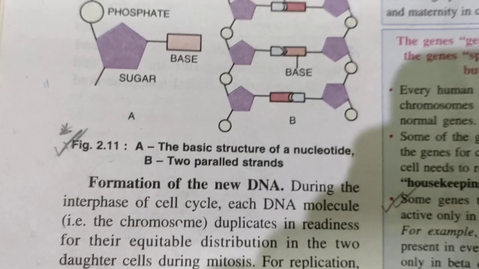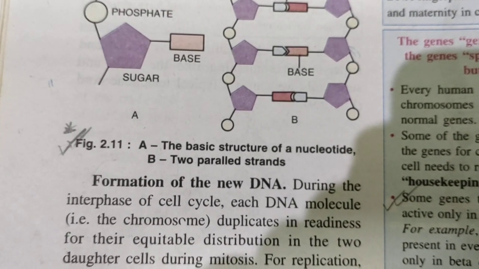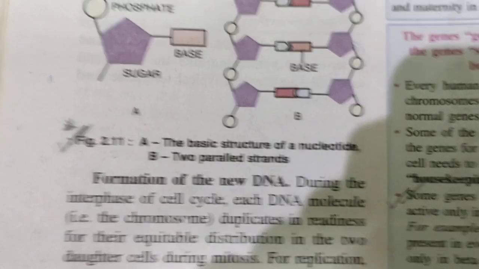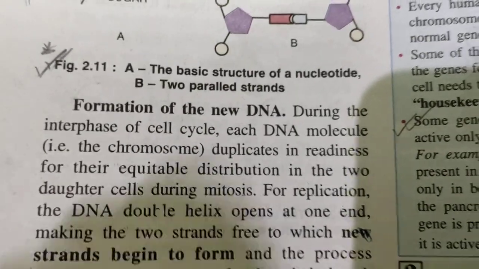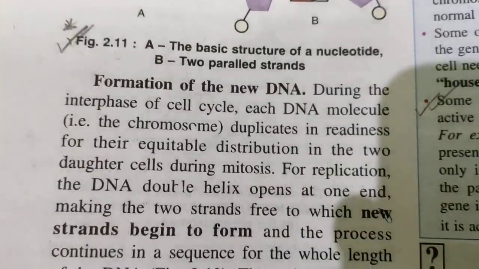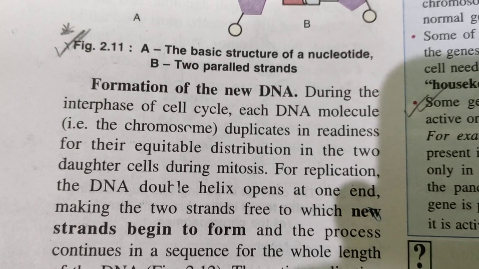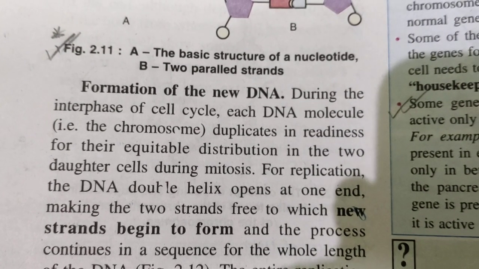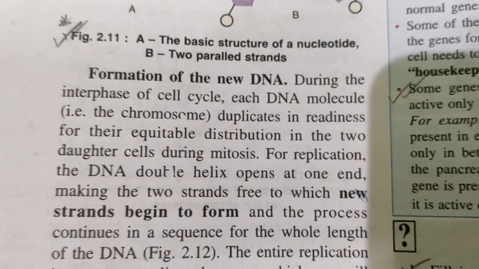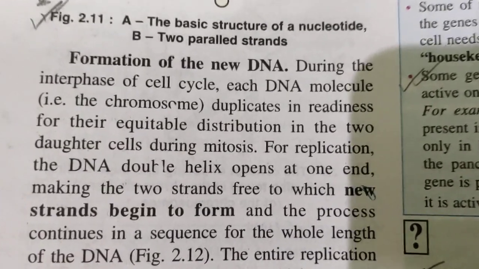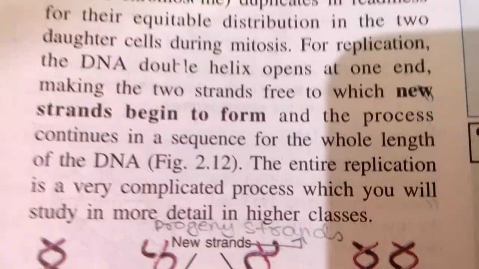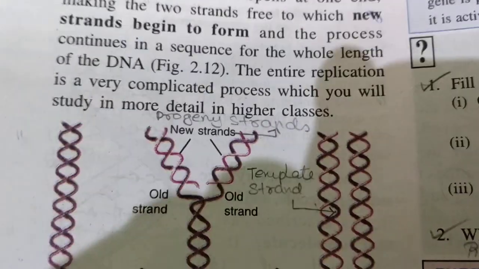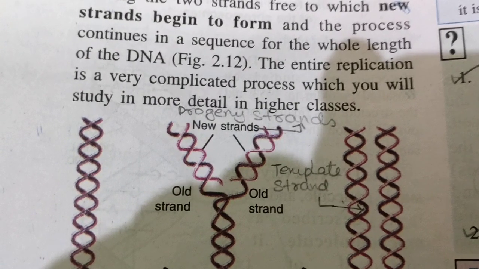Now, formation of new DNA. During the interphase of the cell cycle, each DNA molecule duplicates in readiness for their equitable distribution in the two daughter cells during mitosis. For replication, the DNA double helix opens at one end, making the two strands free, to which new strands begin to form, and the process continues in a sequence for the whole length of the DNA. Now, the entire replication is a very complicated process which you will study in other classes.